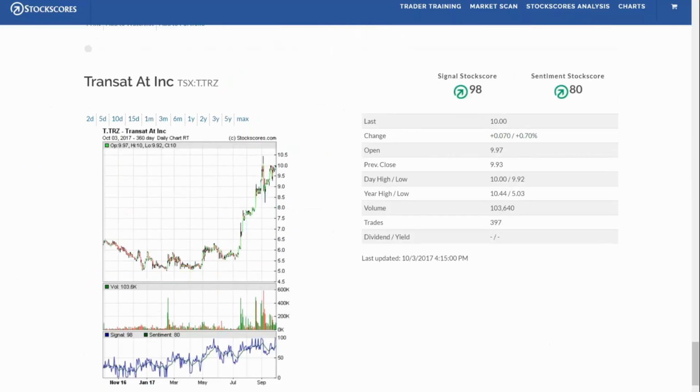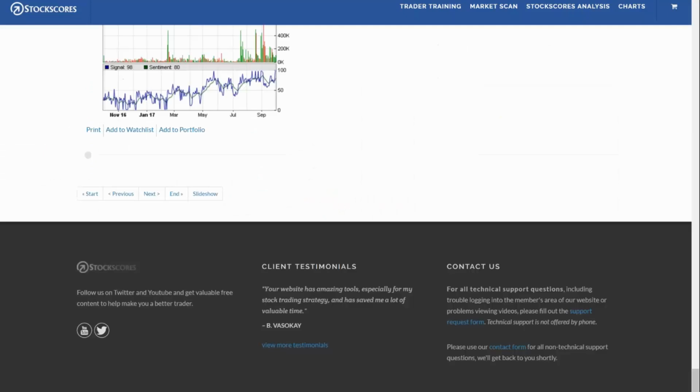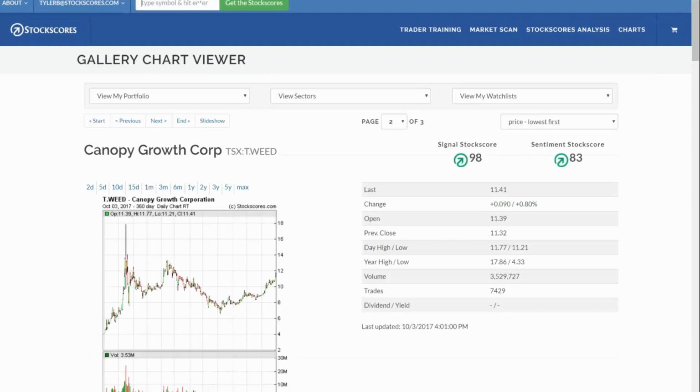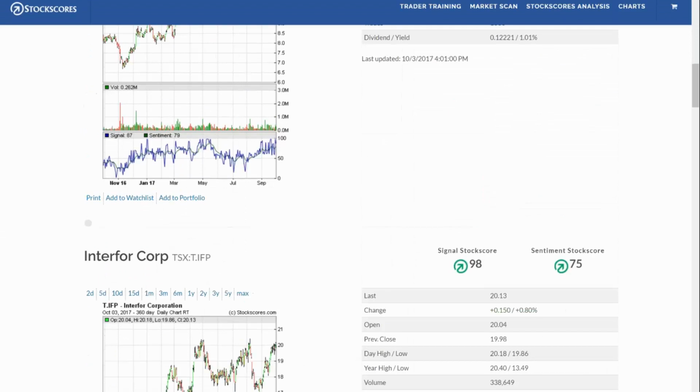It doesn't work all of the time. That's why we also have good risk management, so that when it doesn't work, you can limit the size of your losses. Look at Transat. Abnormal action, abnormal volume, Stockscores above 60, above 80. What happens to it? Don't take my word for it. Go into Stockscores later and just pull up charts of stocks that you know have done well, and you will see this happen over and over again.